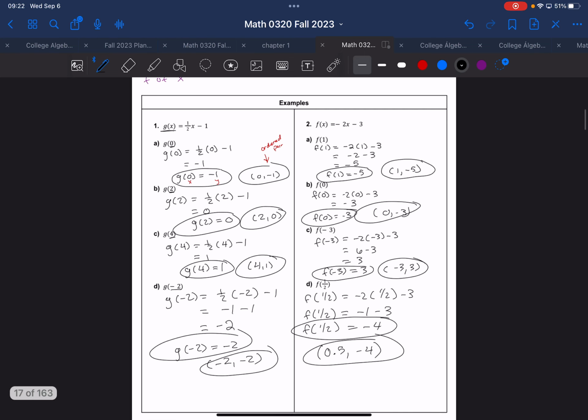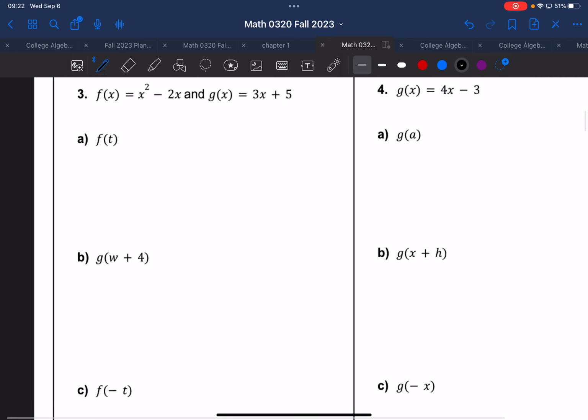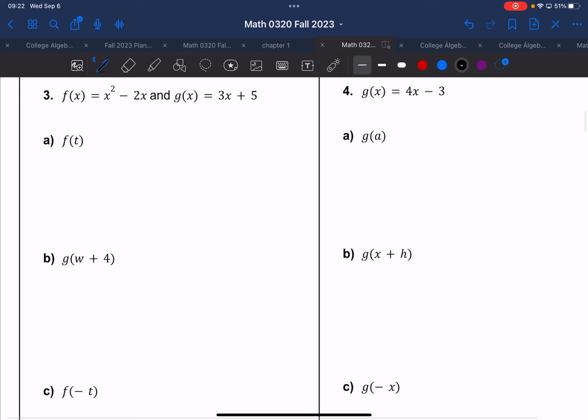Okay, any questions on 1 or 2? Okay. Now looking at 3, what do we have that's different? We have 2 functions. We have the function, what? Function of x squared minus 2x. So f of x and g of x.